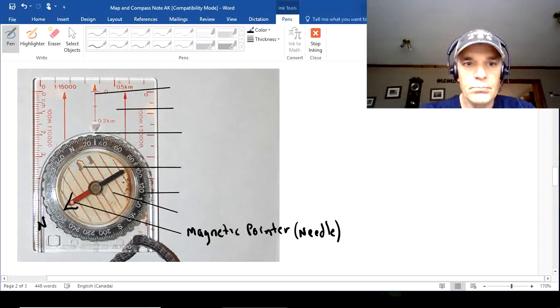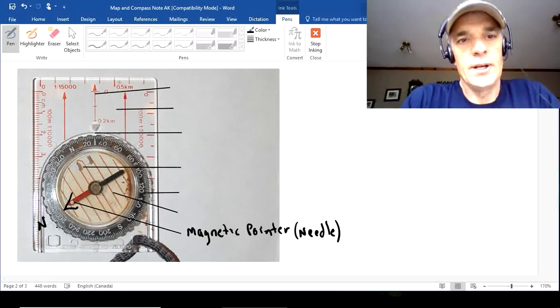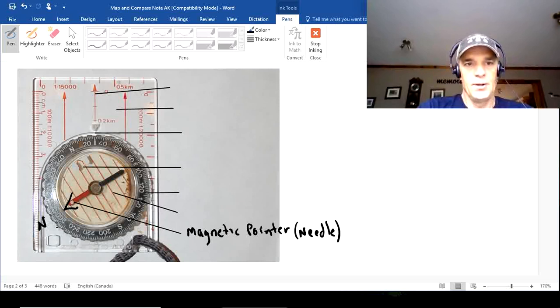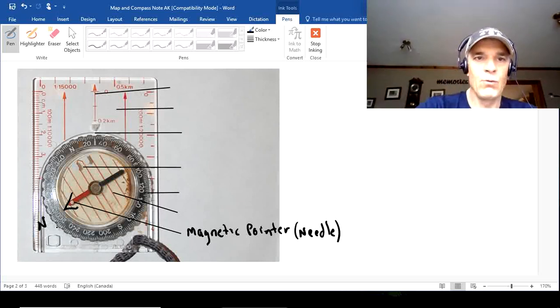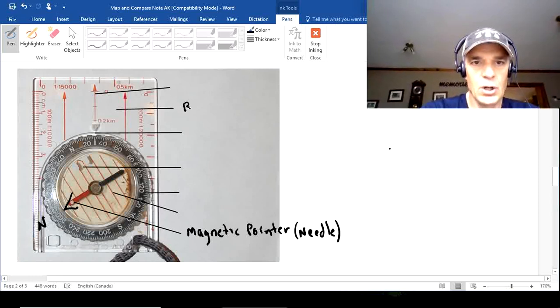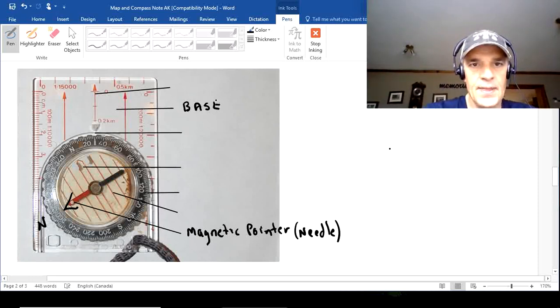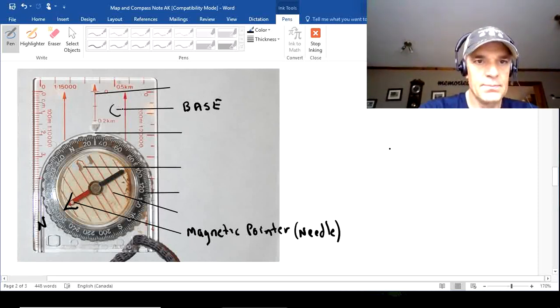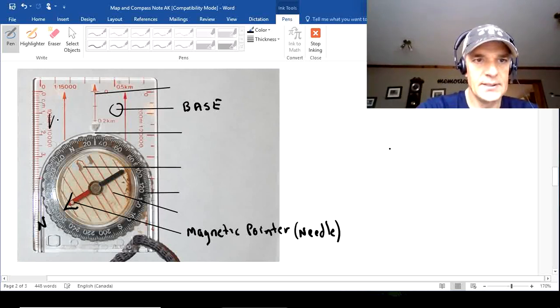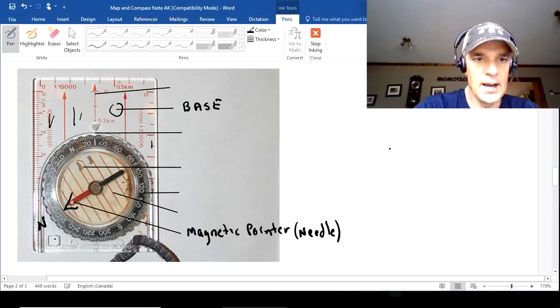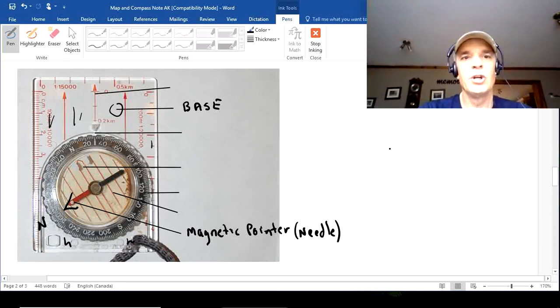Okay. Now, there's a bunch of other things that you should be familiar with on a compass. First of all, the whole platform that we refer to is called the base. Okay, that's this thing right here. This is pointing to the base. This is all the base all around here. Okay, it's a solid base. It's what you're going to put in your hand when you hold the compass.